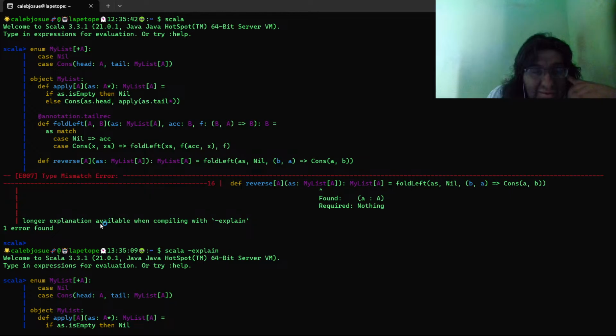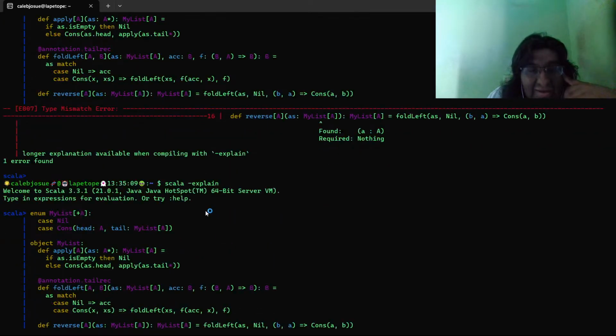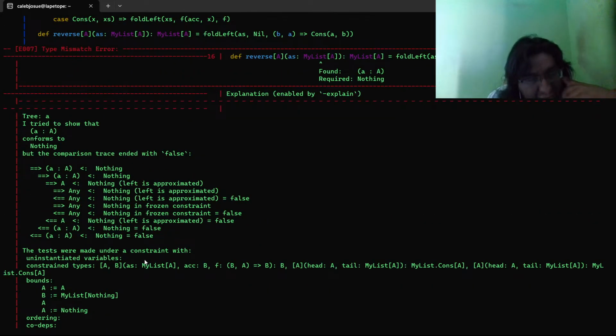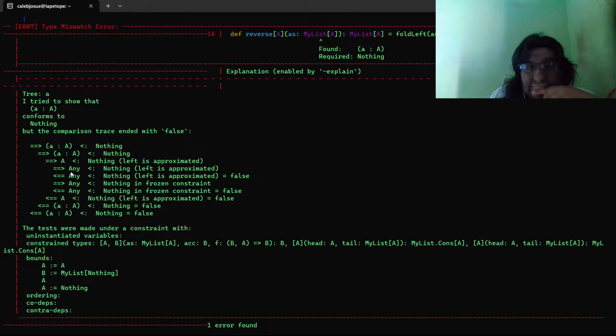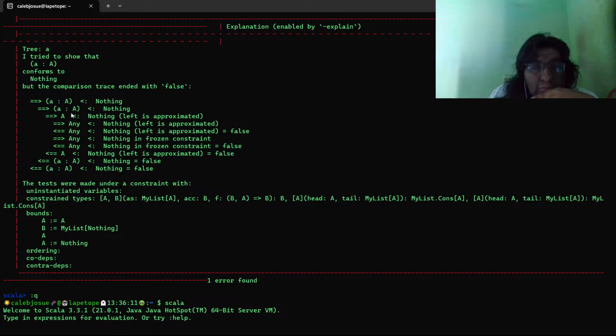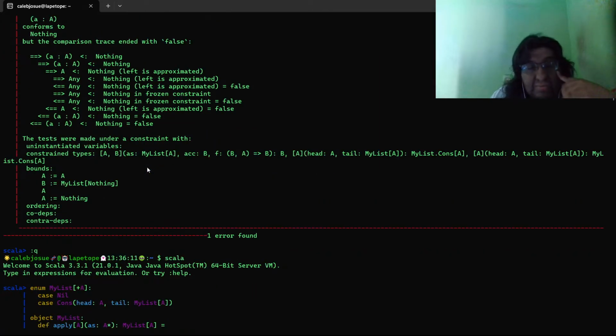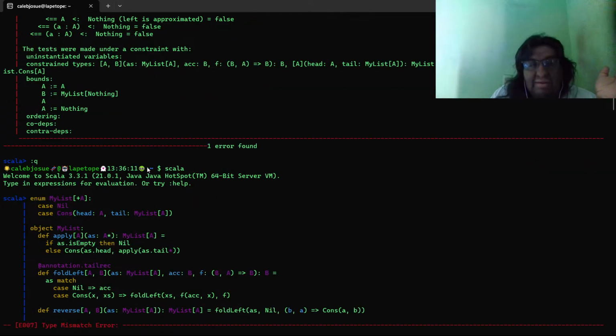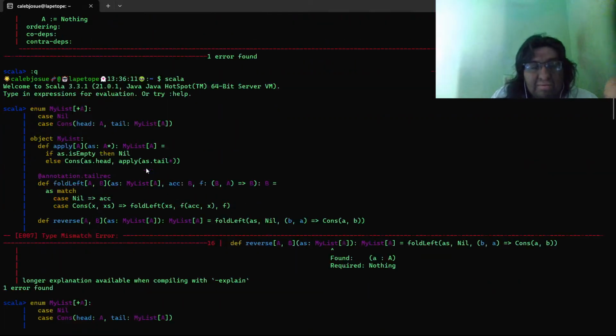And then I read this: compiling with explain. So I did it, scala explain. And now Scala gives me the whole story. Look at this. Look at this. Great. And my brain started to get into the flow, I suppose.